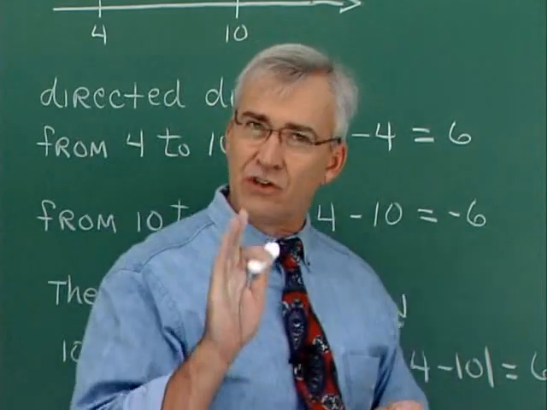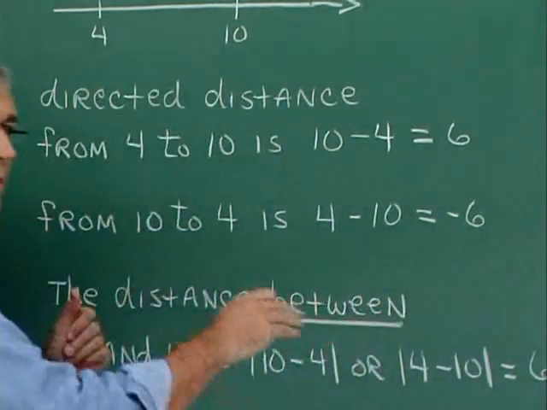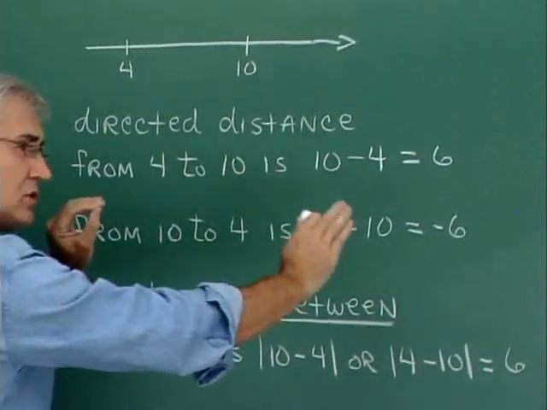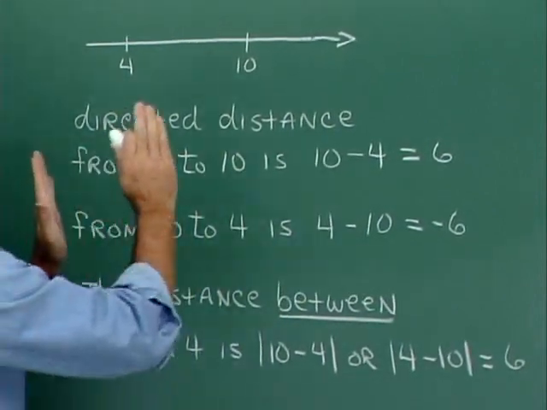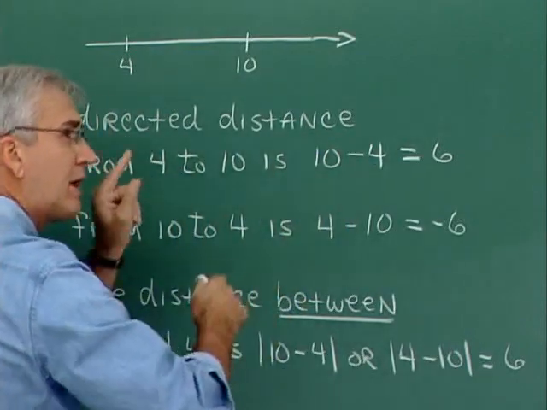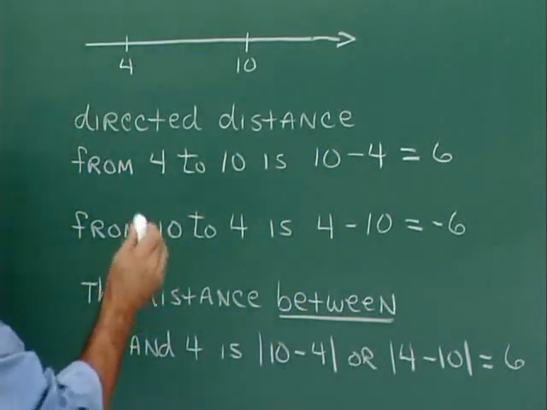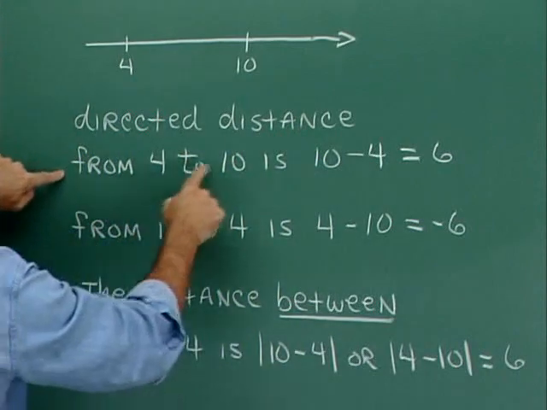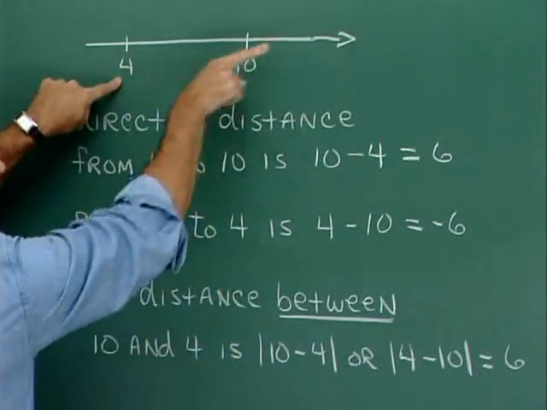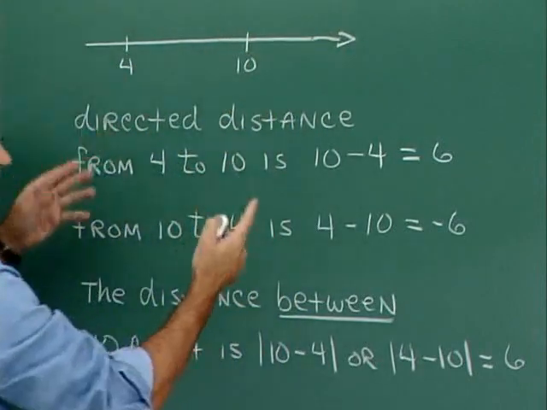So when we say just distance, we're talking about a positive number, but with directed distance, we're talking about a value for the length of a segment, let's say, but we also have a direction associated with it. And here, the directed distance from 4 to 10, you see a direction, the positive direction here, so it's going to be a positive number.